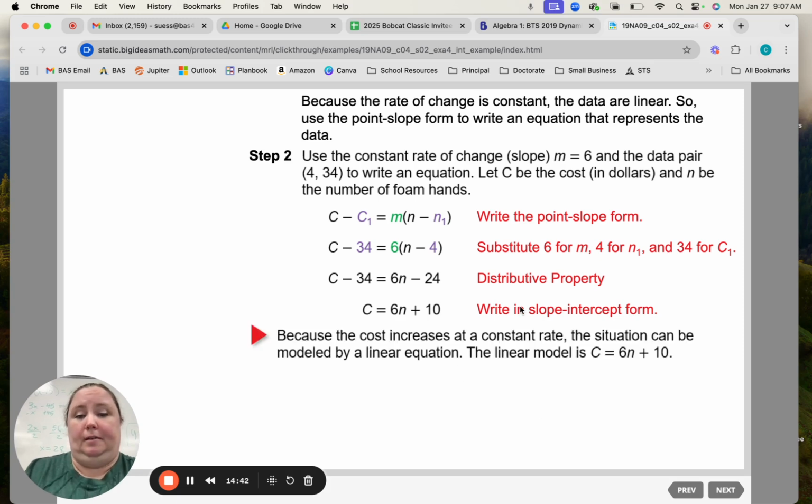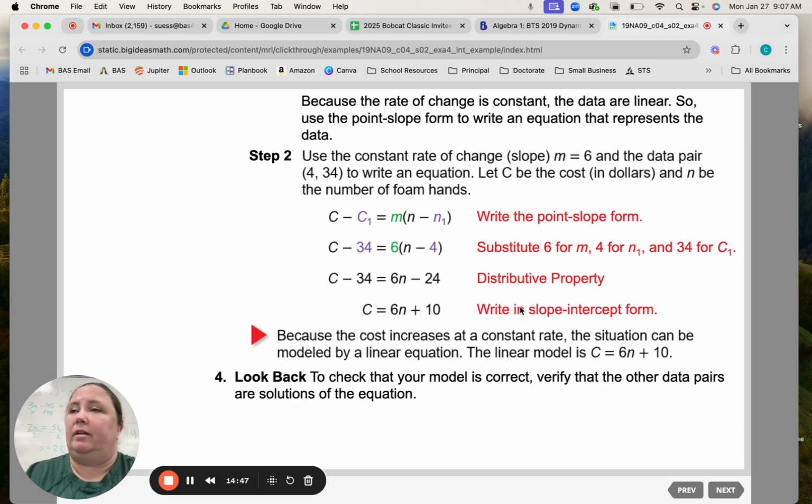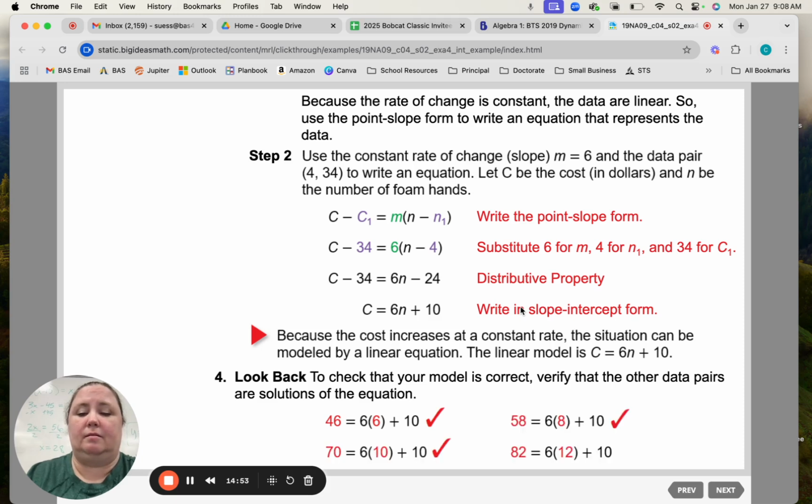All right. So we were just making a linear model? Was that all it wanted us to do? Other than checking it? Yeah, it just wanted the linear model. So then C equals 6n plus 10 is your answer.